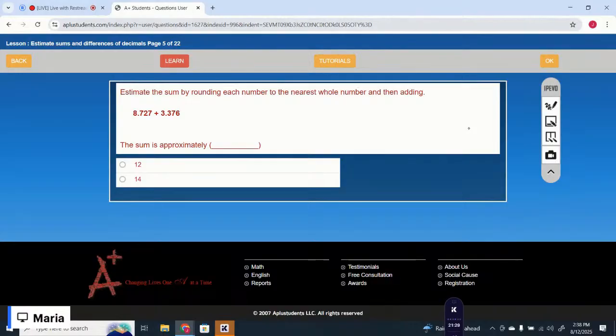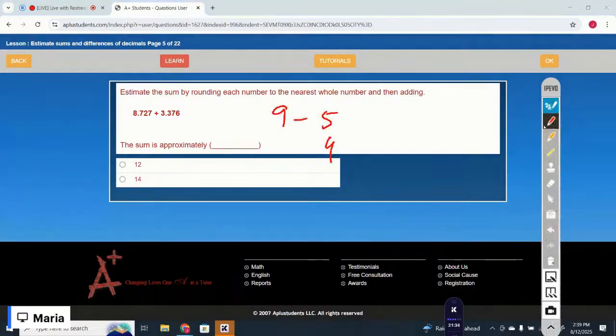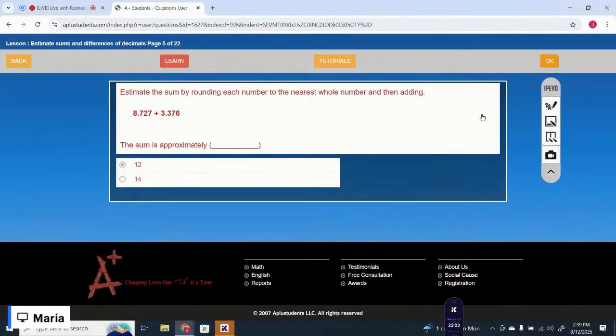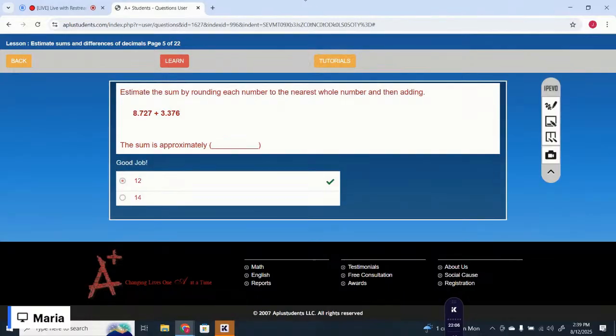8.727 plus 3.376. So 8.727 is rounded to 9. 3.376 is rounded to 3. So 9 plus 3 makes, that is 9, 10, 11, 12. Option number 1 is the correct option. 12 it is.